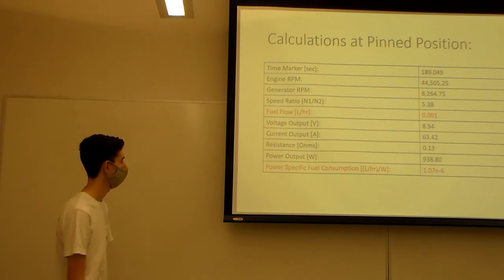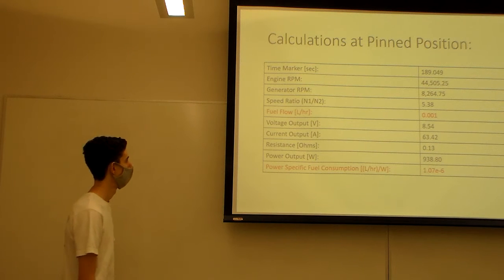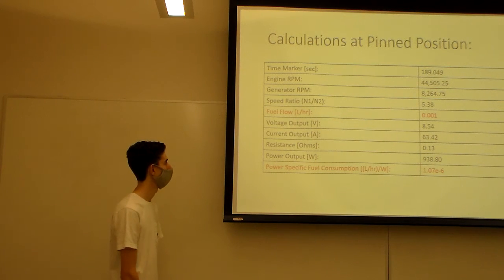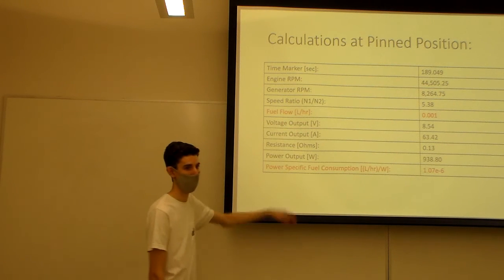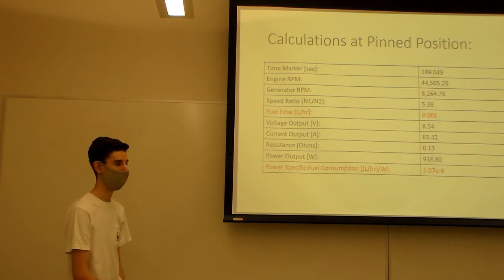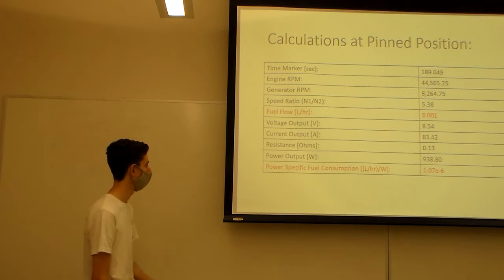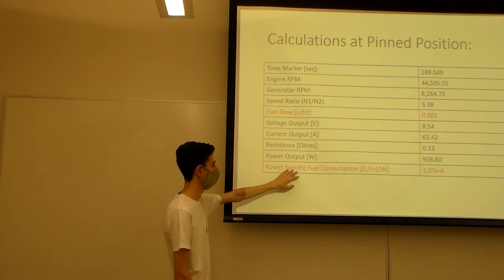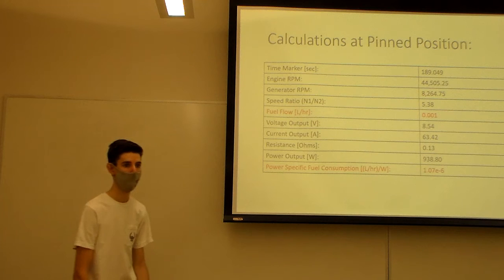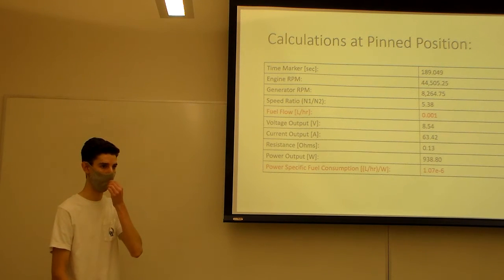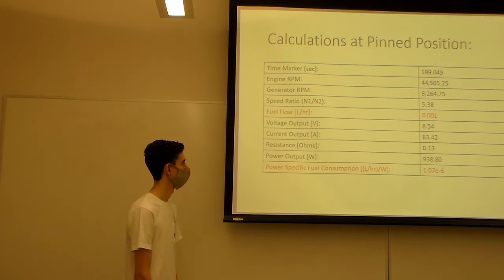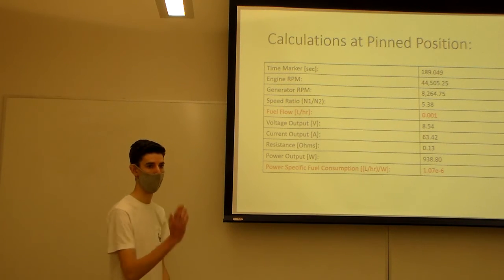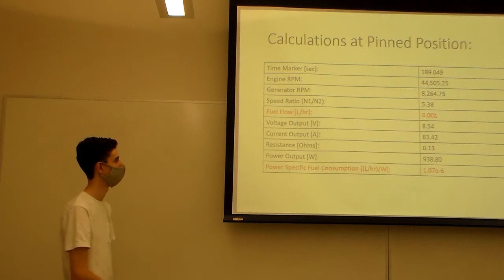But most of these you just had to find from the data tables. There were some calculations, like the speed ratio, which we just took the engine speed divided by the generator speed. And then the power specific fuel consumption was the flow rate divided by the power output that the generator was producing. And so it's a comparison for those points where we had our markers, all of that combined into one table. You can go to the next one.